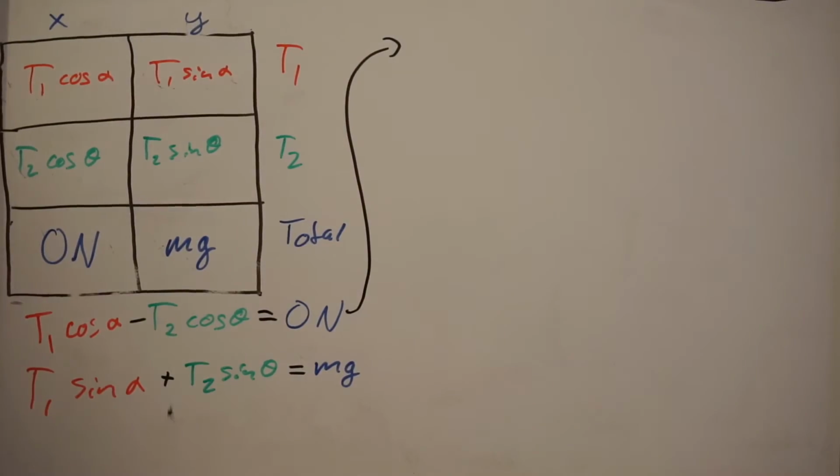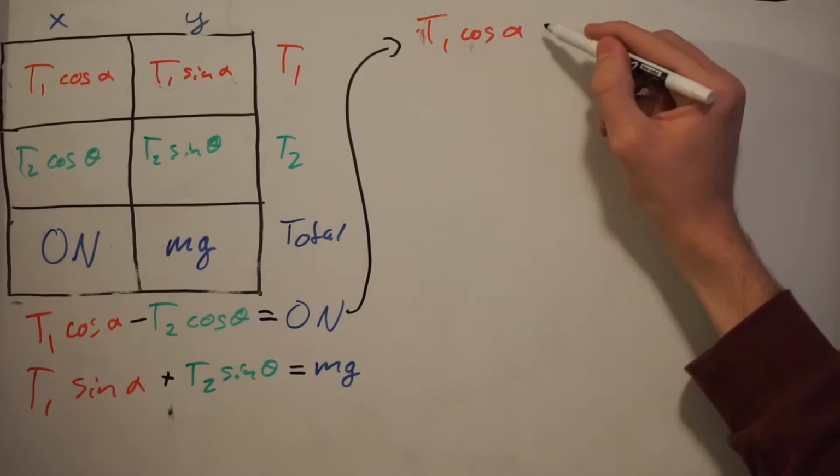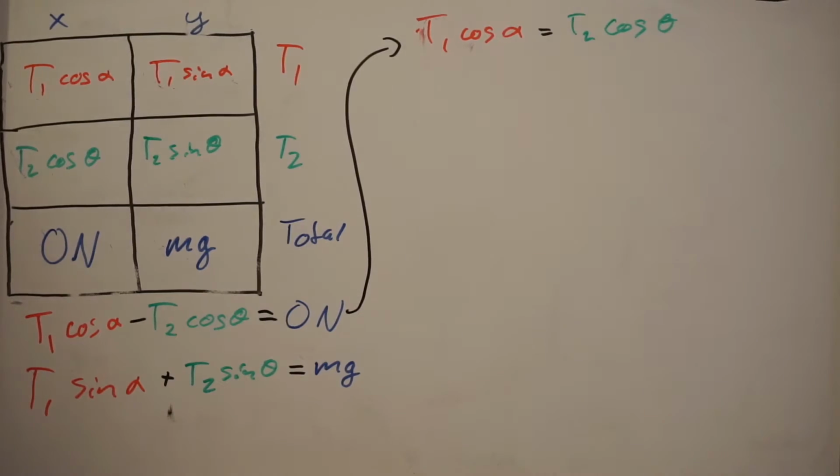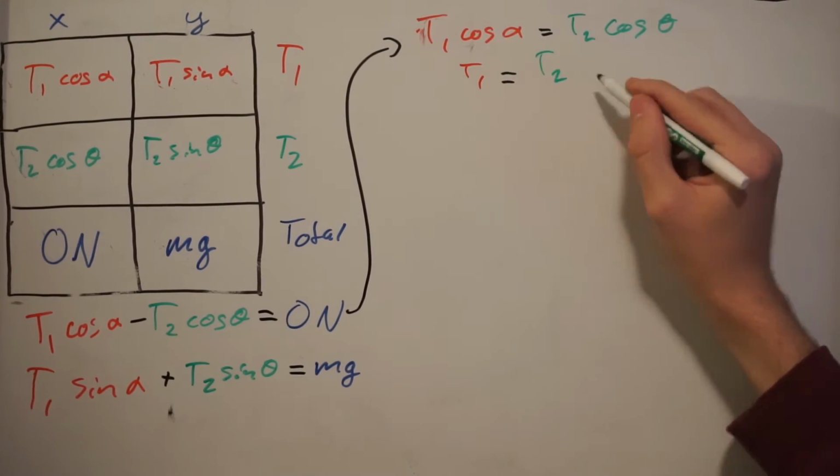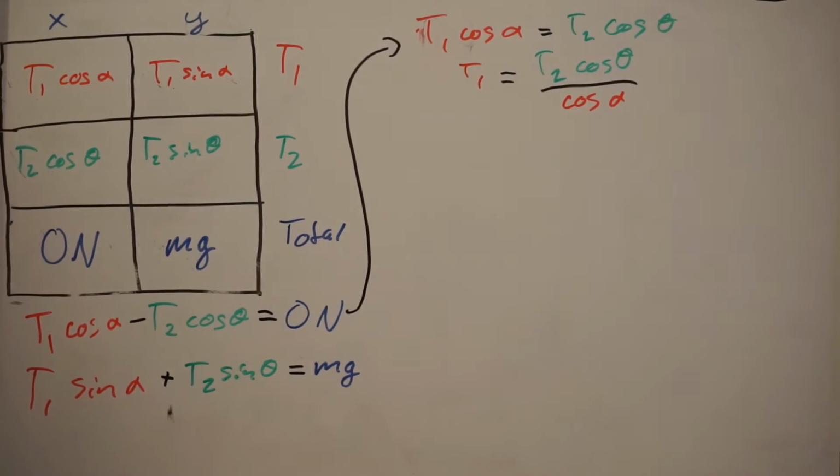Now I'm not going to plug any numbers in yet because I'm going to do something very specific that will help us later on. But we'll get to that. So first, to solve a system like this, it's best to use substitution. We're going to solve for T1 in the first equation. So we get T1 cosine alpha, add T2 cosine theta to the other side. So T1 cosine alpha equals T2 cosine theta. Divide over the cosine alpha and you get T1 equals T2 cos theta over cos alpha.